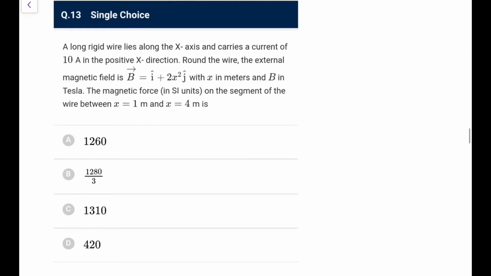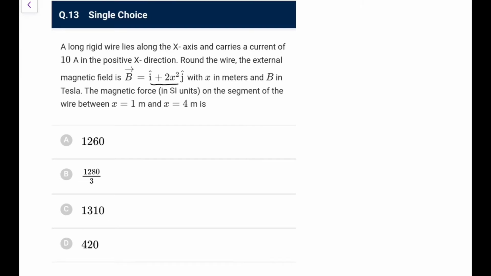Next one. A long rigid wire lies along the x-axis and carries a current of 10 ampere in the positive x direction, and around the wire there is an external magnetic field, this field is interesting, with x in meter, B in Tesla. The magnetic force on the segment of the wire between 1 and 4 is? So this is a wire carrying current here. Now the field is i plus 2x square j cap. So the field is somewhere here, and as x is increasing, it would be going more and more like this. So this would be the field line, I suppose. So you have to find the force on the segment of the wire between 1 and 4, between A and B, let's say 1 and 4.